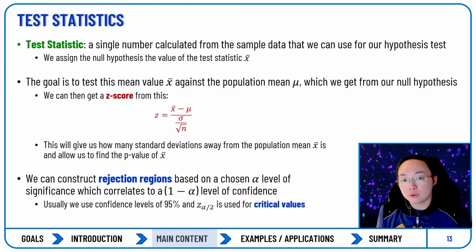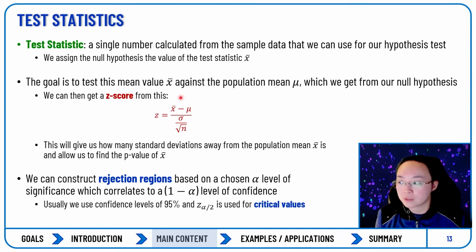So let's first go through what a test statistic is. A test statistic is a single number that's calculated from your sample data that we can use for a hypothesis test. So we basically assign the null hypothesis the value of our test statistic x. So then our goal is to test if this value x is similar to the population mean mu, which we're going to get from our null hypothesis.